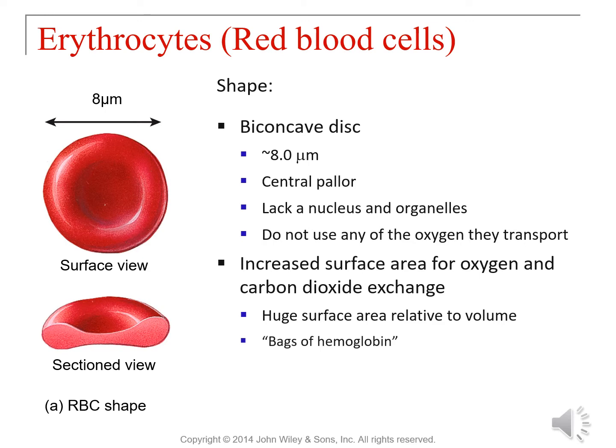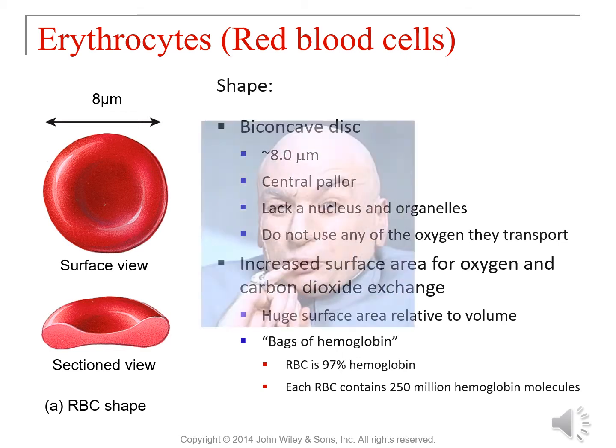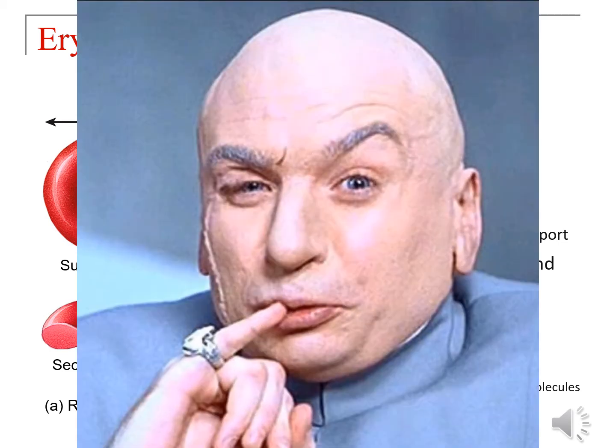They're basically bags of hemoglobin. A red blood cell is 97% hemoglobin. So each red blood cell will contain 250 million hemoglobin molecules. And given that each hemoglobin molecule carries 4 oxygen molecules, how many oxygens does that make in each red blood cell? 1 billion!